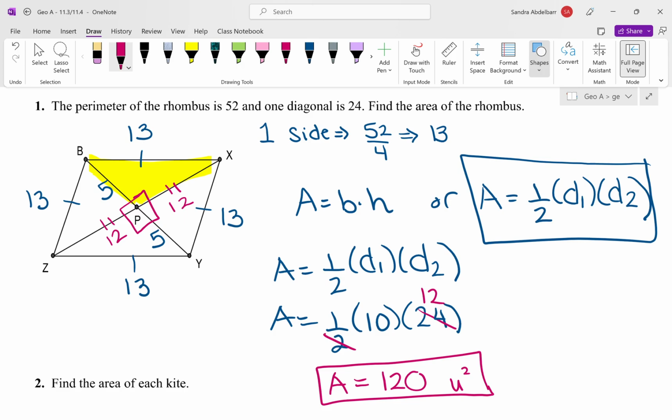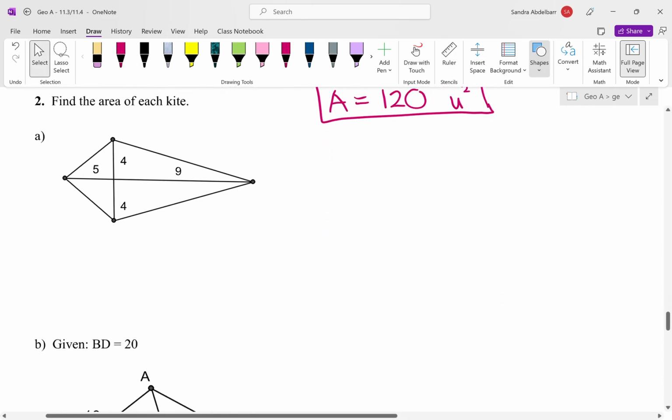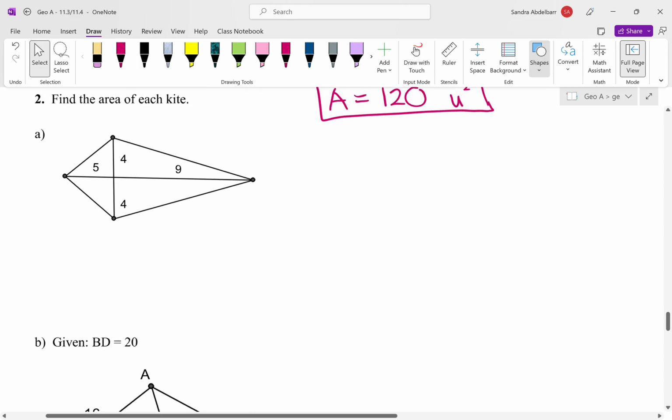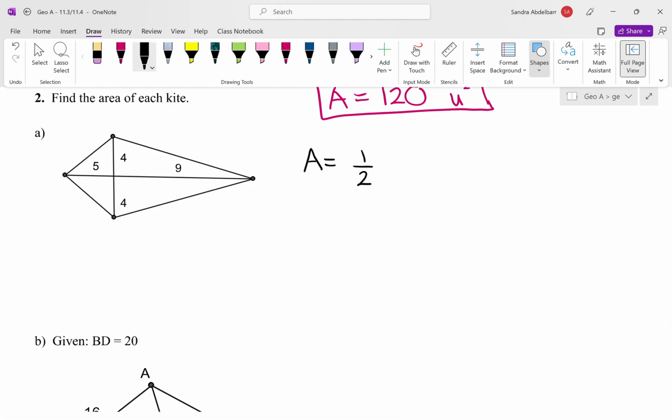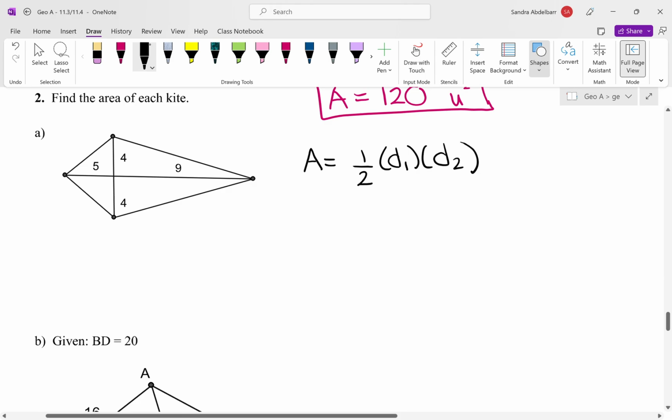Can I go on to number 2? All right, find the area of each kite. All right, kite only has one formula, half d1 times d2. The yellow is one full diagonal. The green is another full diagonal.